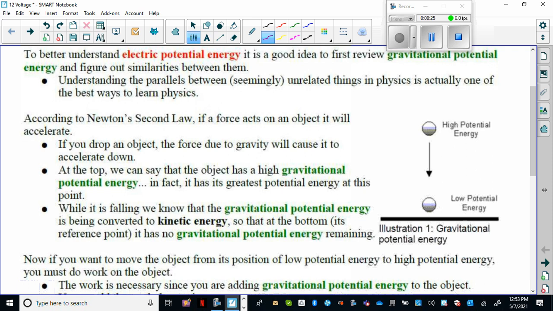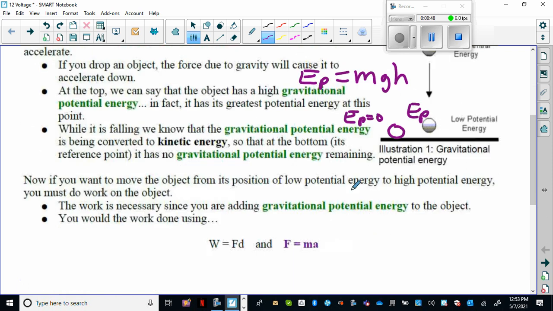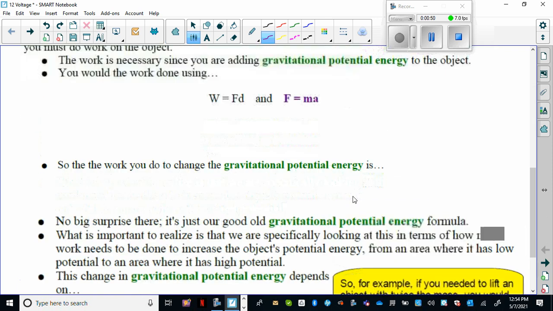So if an object is sitting on the ground, it has zero potential energy. If we lift it up a little bit, then it's going to gain some potential energy. The higher we lift it, the more potential energy it gets based on this formula here, EP equals mgh. So the greater h is, then obviously the greater the potential energy is. And that formula is derived from these two formulas that we learned in Physics 20.